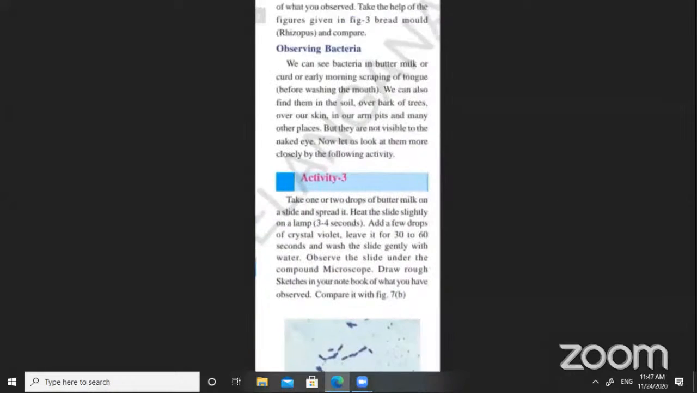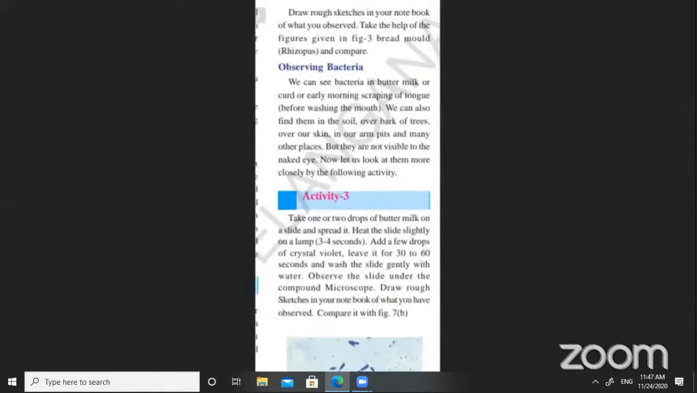In curd, lactobacillus bacteria is there. Let us observe now about bacteria. So we can see the bacteria in buttermilk or curd or early morning scraping of the tongue. Scraping of your tongue with the tongue cleaner before washing the mouth. After washing the mouth, nothing will be there, we would remove it all. So you have to scrape the tongue before washing the mouth.